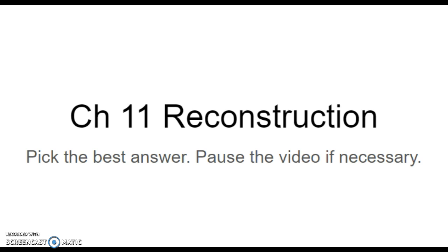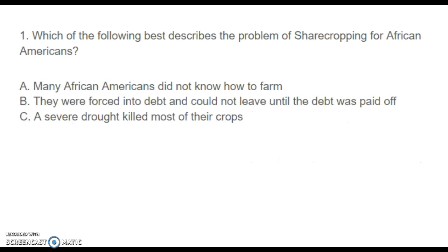Alright, here we go. Question 1. Which of the following best describes the problem of sharecropping for African Americans? Is it A, many African Americans did not know how to farm? B, they were forced into debt and could not leave until the debt was paid off? Or C, a severe drought killed most of the crops?